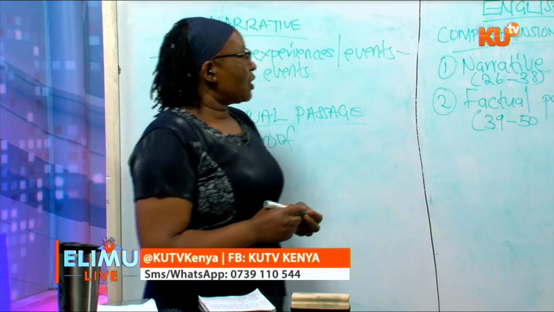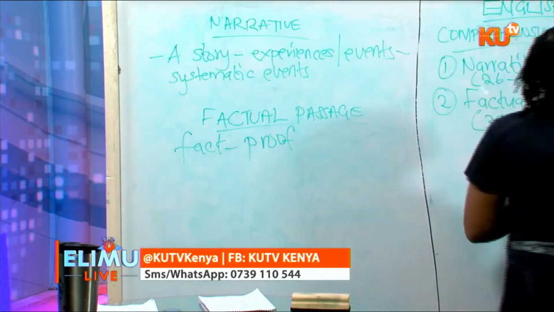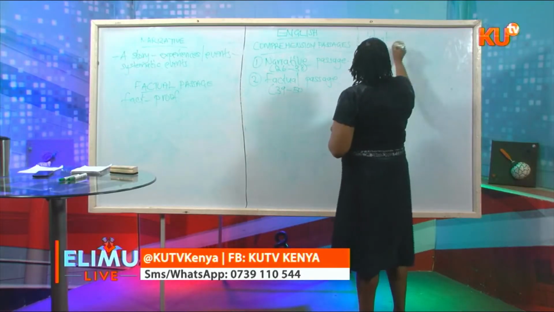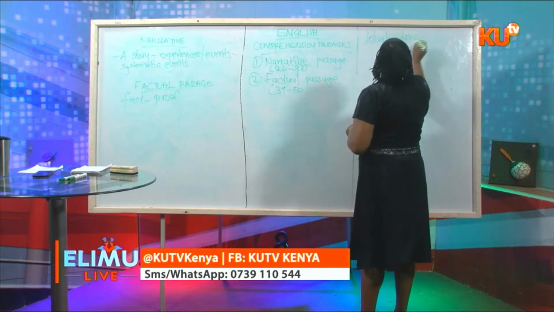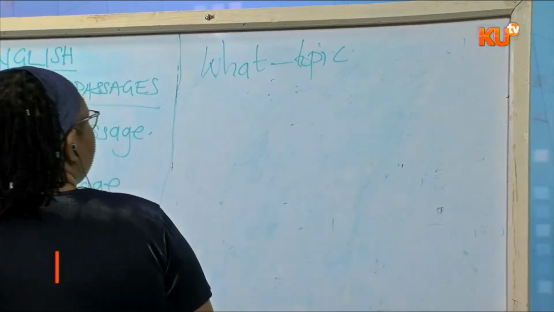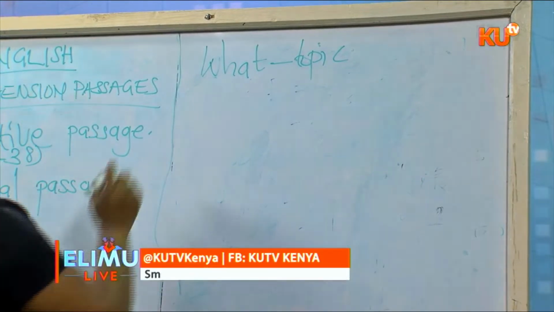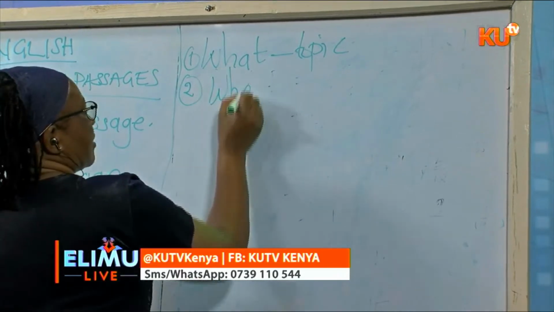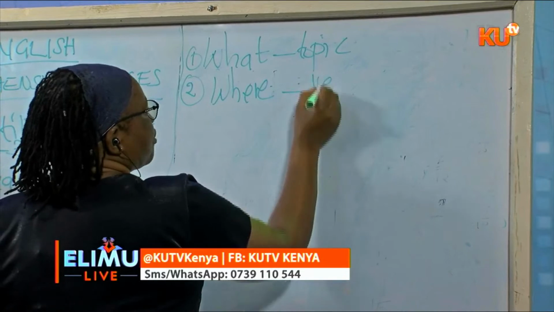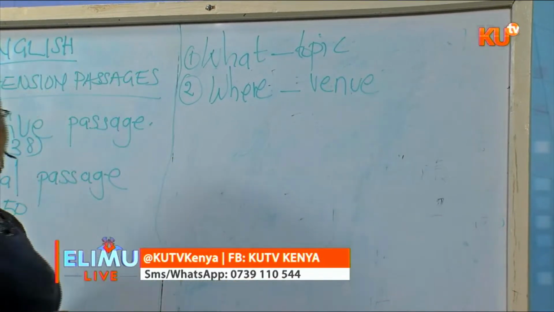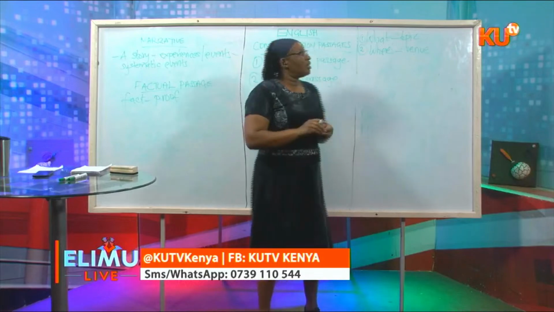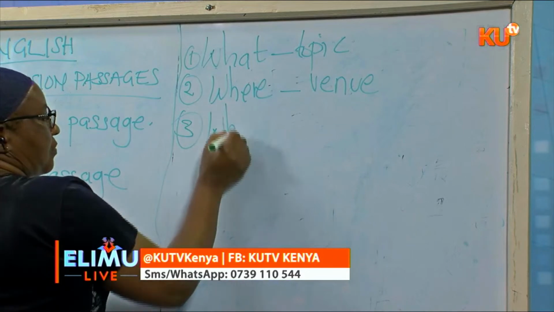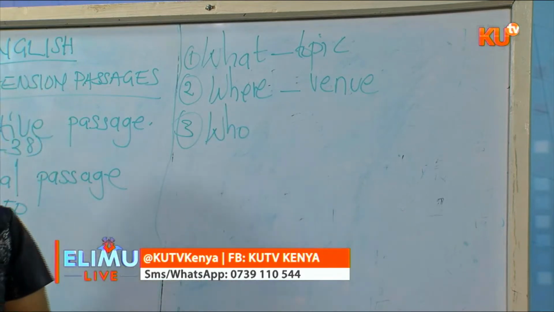One, what is the story talking about? That is the topic. The topic of the story. That is the first thing. Now, the second thing is where did it take place? So that is the venue. The venue or the place that the story took place. Number 3, who are the characters in the story?